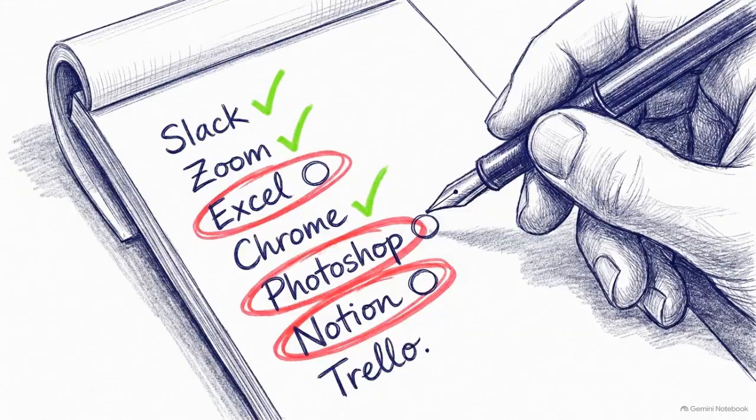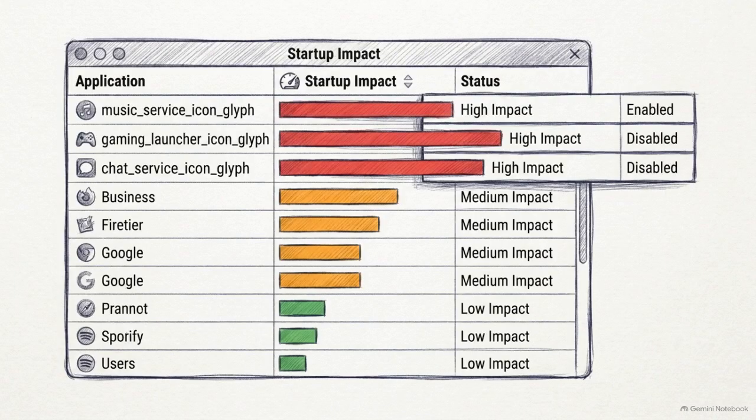With the list in front of you, we can now use a specific methodology to decide which apps are non-essential and which are critical. Modern operating systems provide a startup impact metric, showing exactly how much delay a program causes. It is safe to disable entertainment apps, gaming launchers, and chat clients. These do not need to run immediately.